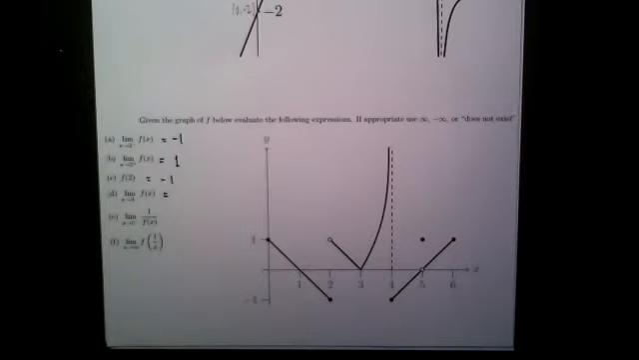Monique, x approaches 4 from the left. Write it on chat.